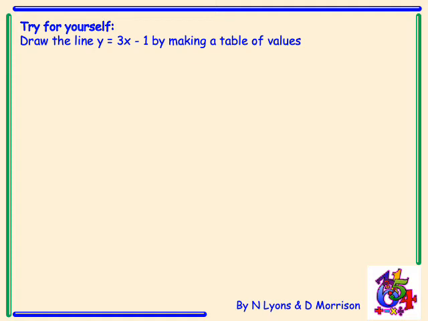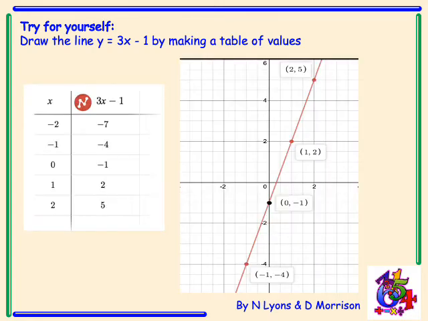Now try this example for yourself. Please pause the video. And the solution, you can see we've got our table of values on the left and our straight line y equals 3x minus 1 drawn on the right. Please ask your teacher if you didn't manage to get this solution.